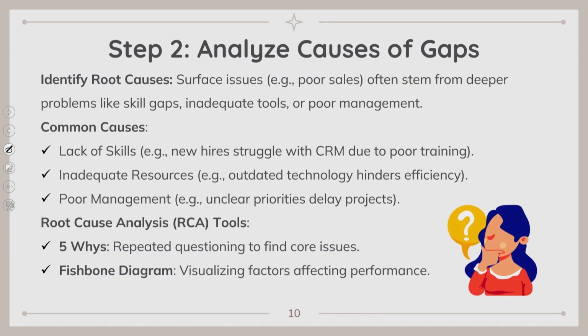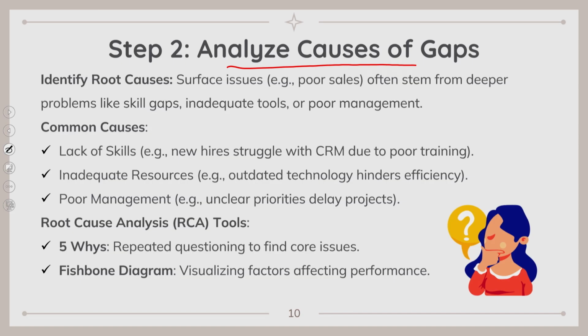Now, the second step would be to analyze the causes of gaps. When you look into this aspect, you have to first understand the root causes. Once performance gaps are identified, typically the next step is to analyze these root causes. Some may be surface level symptoms, that is, let's say poor sales figures. They may have deeper underlying issues that need addressing.